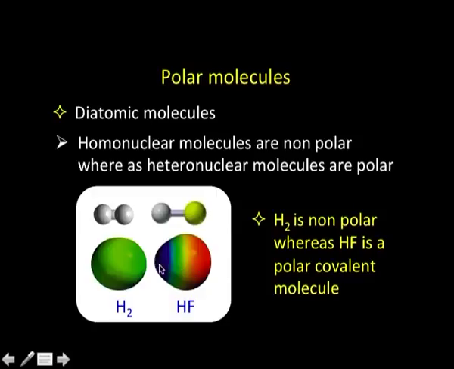In other words, we say HF is a polar molecule. It is a polar covalent molecule, whereas the hydrogen molecule, since both atoms are identical, is a homonuclear system. So there is no charge separation; it is a simple non-polar molecule. So basically what we infer from here is that the polarity in a molecule comes from the difference in the electronegativity of the two constituent atoms.